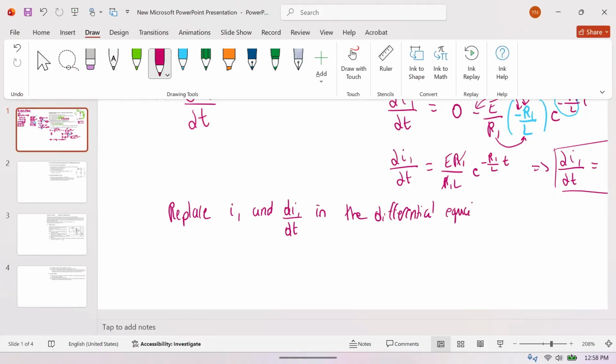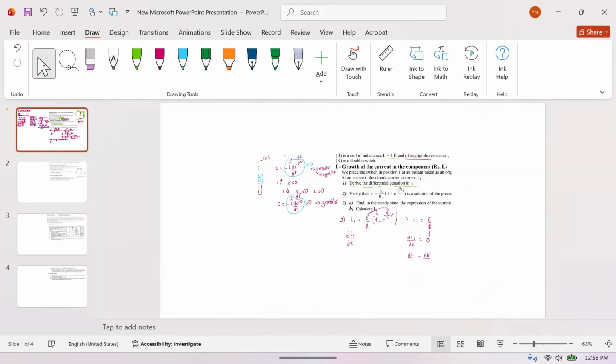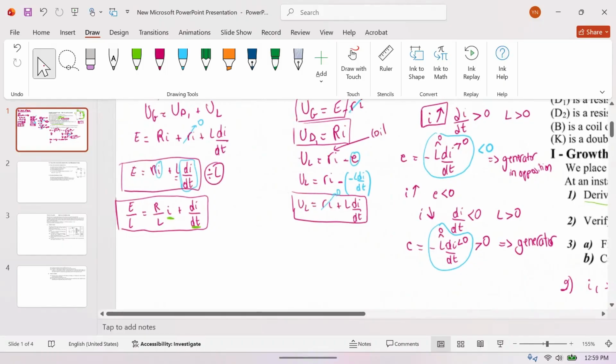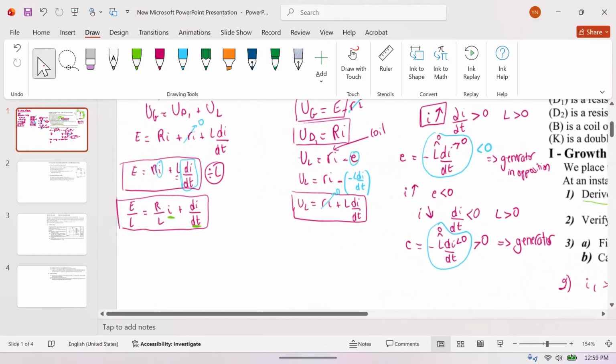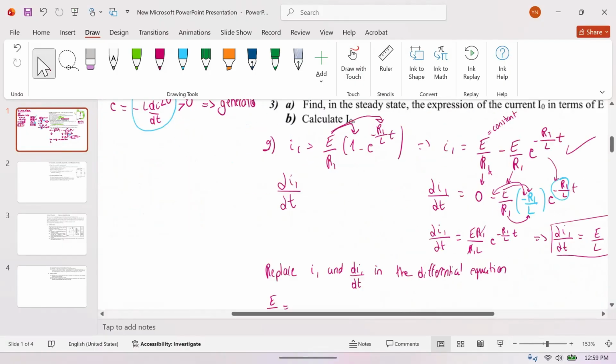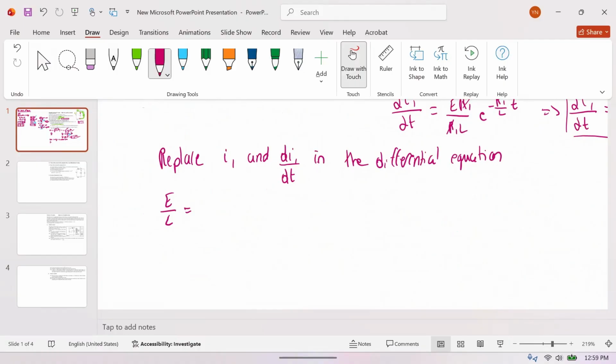So I will write the differential equation, which is E over L equals, I just got it here in question 1, E over L equals R over L I plus di over dt, and it's R1, by the way. I just called it R. It's R1. Okay, so E over L equals R1 over L I plus di over dt, and now I will replace this value here and this value here, and I think it should be easy if you decompose this into steps.